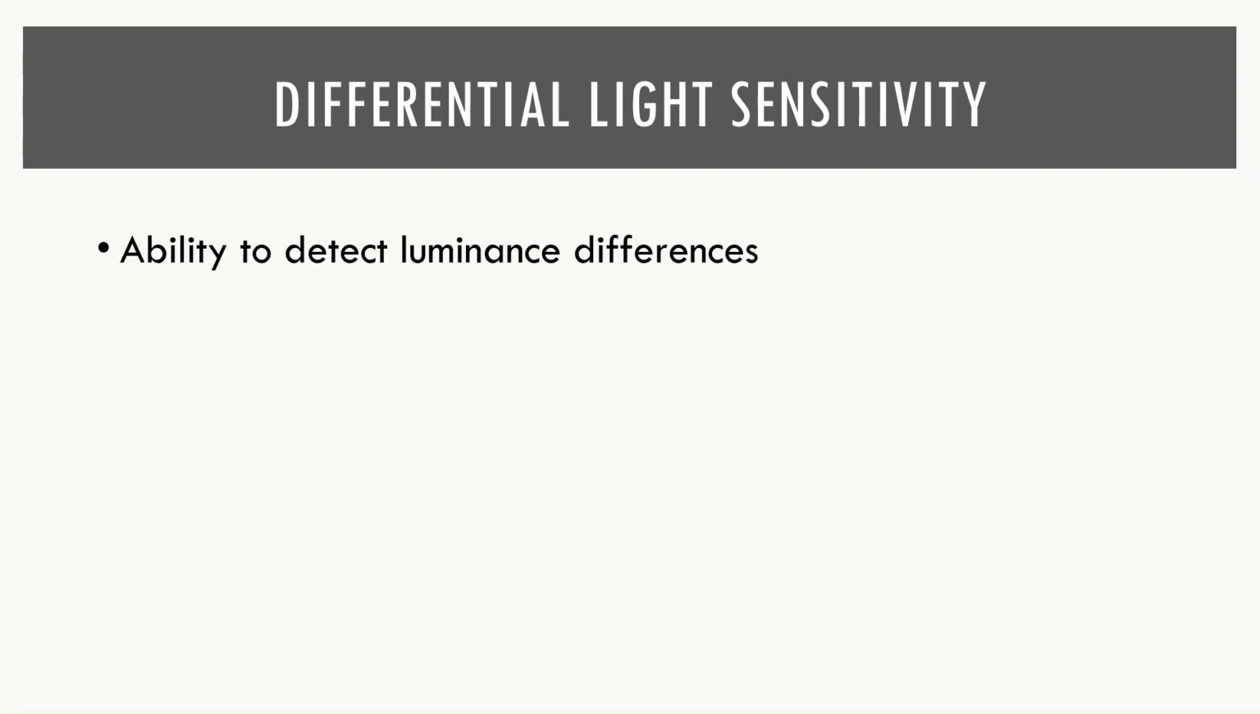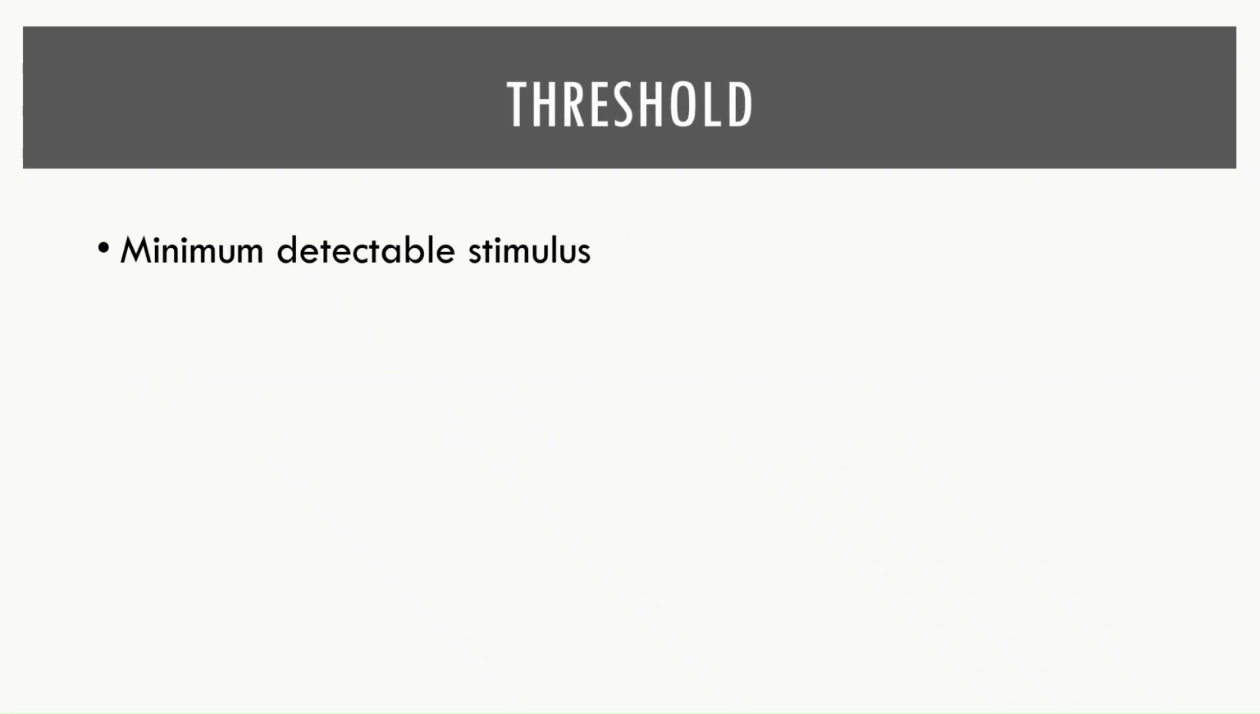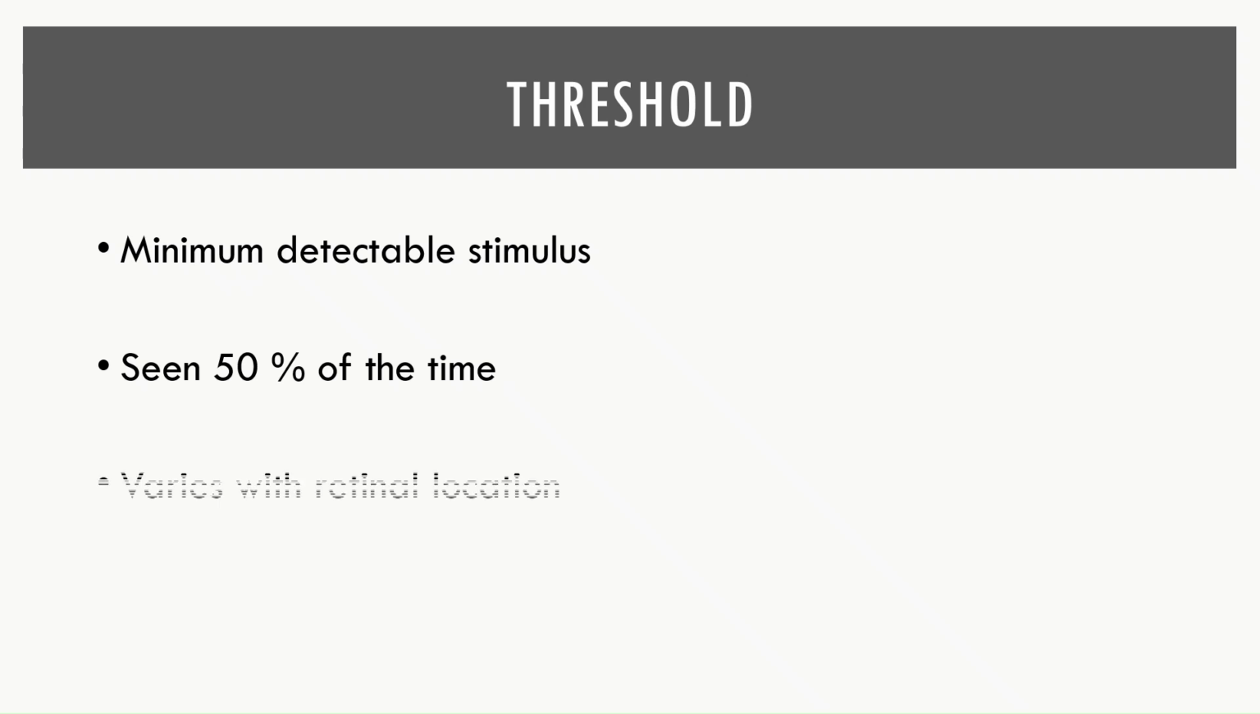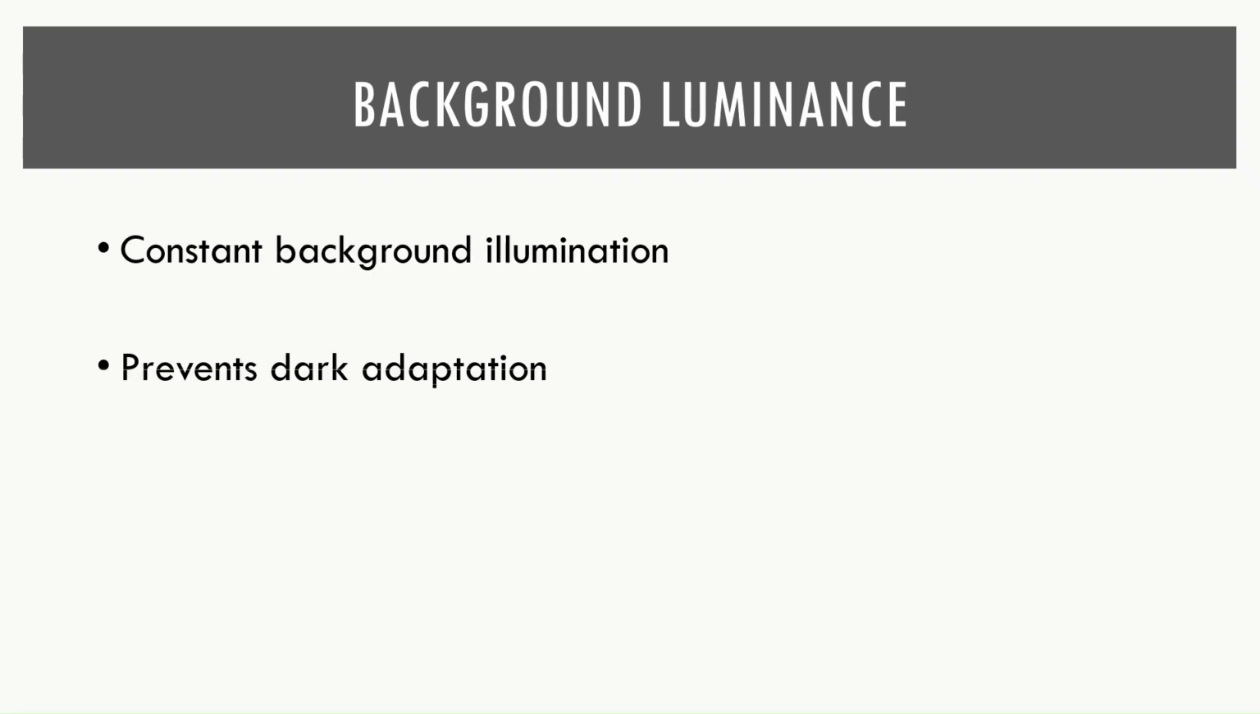Perimetry is based on differential light sensitivity, which is the ability of the retina to detect differences in luminance. Threshold is defined as the minimum stimulus intensity detected 50% of the time at a given retinal location. A constant background luminance is used to prevent dark adaptation and maintain standard testing conditions.